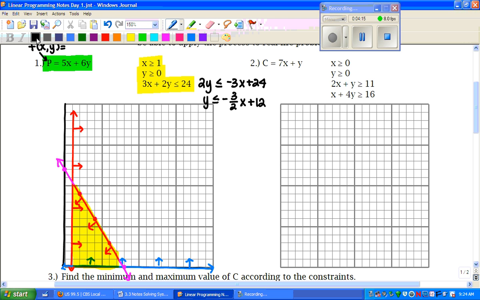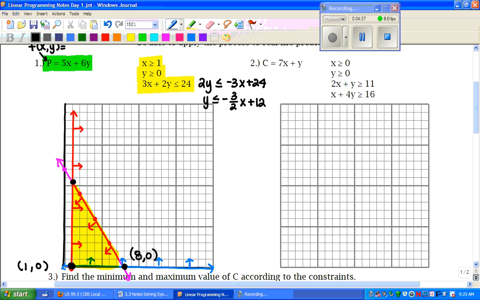In order to identify a maximum or minimum, you need to find all of the vertices of the shaded area. And vertices are just your corners. So there's one down here in the bottom left. The coordinate is 1, 0. There's one on the bottom right. That coordinate is 8, 0.